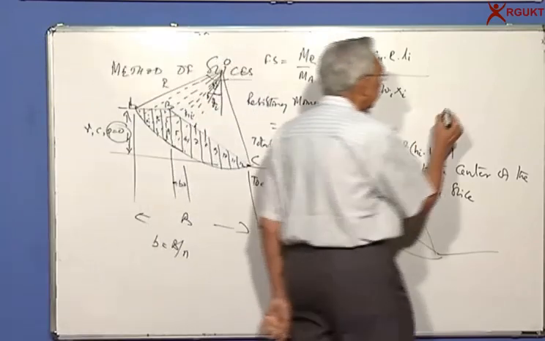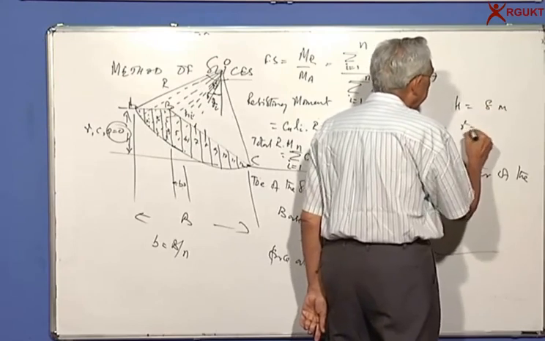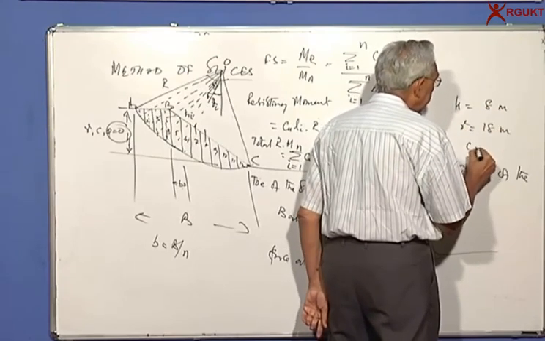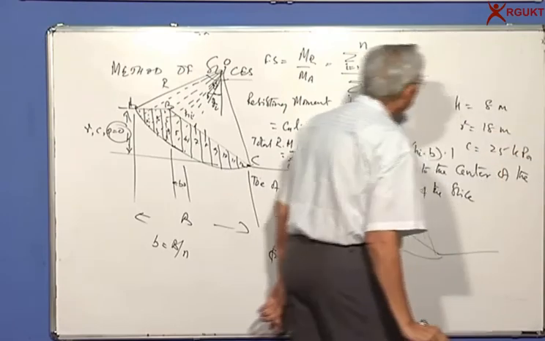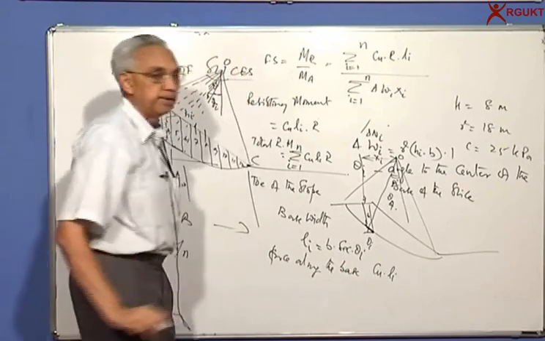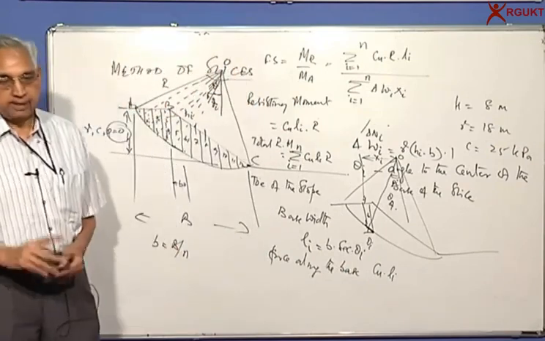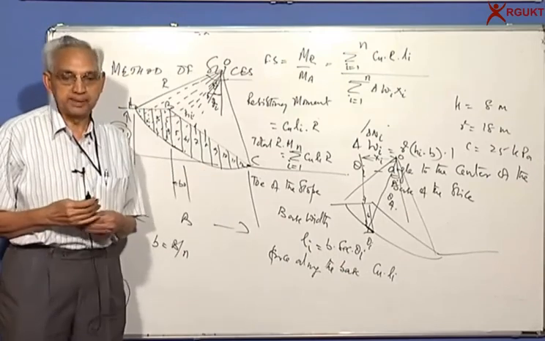You can take H equal to maybe 8 meters, gamma is 18 kN/m³, C is about 25 kPa, and you try. You will do it for a given circle, then we look around for a number of circles and find out what is the minimum value. This is the principle of the method of slices.